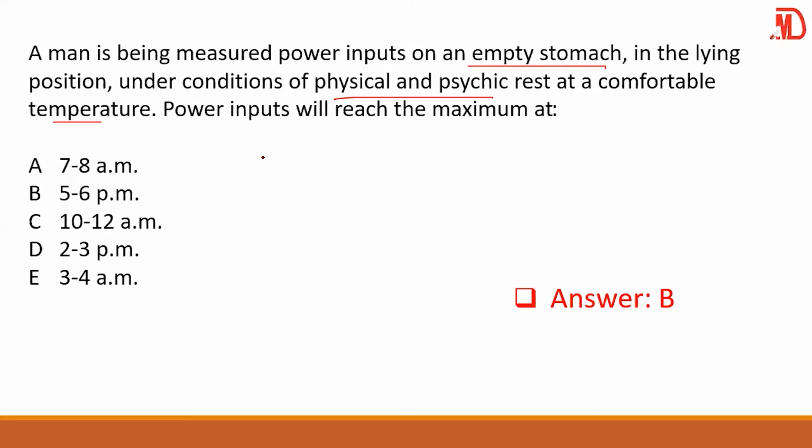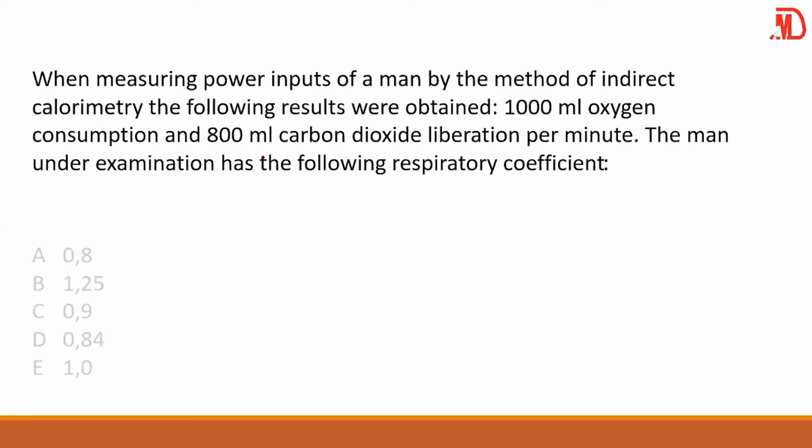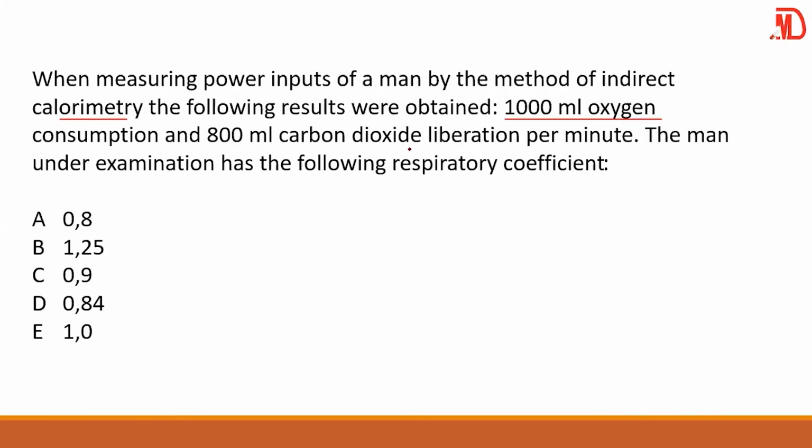Okay. So your answer is B, 5 to 6 p.m. We discussed this a while ago. That's yesterday. They said when measuring the power input of a man by a method of indirect calorimetry, the following results were obtained. Oxygen consumption was 1,000 mils and carbon dioxide consumption was 800 mils. The man under examination has the following respiratory coefficient.